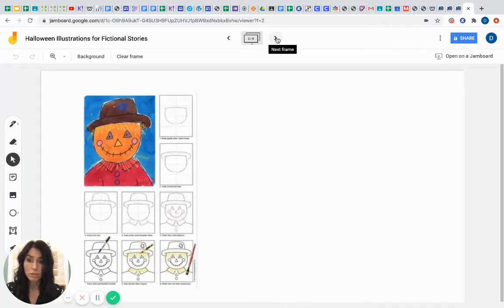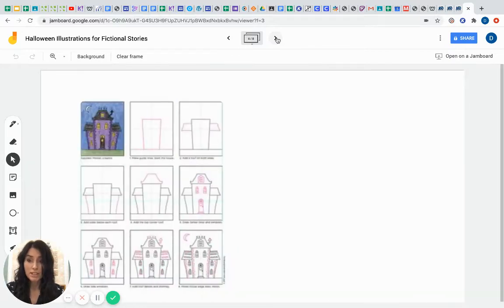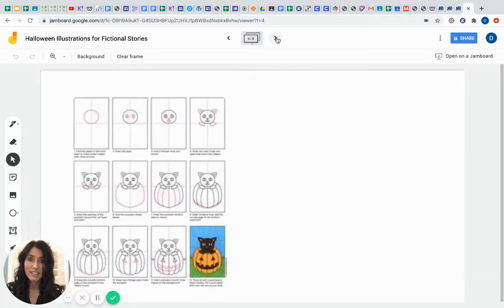Or maybe you're choosing to write a story about a scarecrow. So this would be how you would draw its head and part of its body. Or maybe you're excited to write a story about a haunted house with ghosts and goblins that live inside. So this would be how you would construct the shape of your haunted house. You can see it uses a lot of rectangles, doesn't it? Or maybe you're going to tell a story about a black cat and a jack-o'-lantern that are best friends and their adventure that they're going to go on during Halloween time.